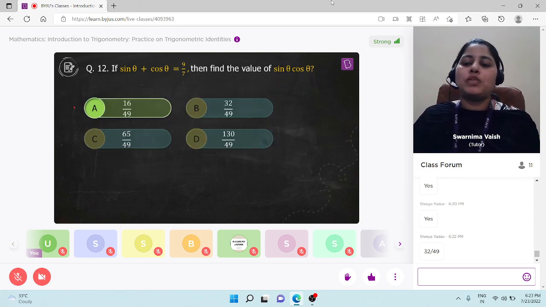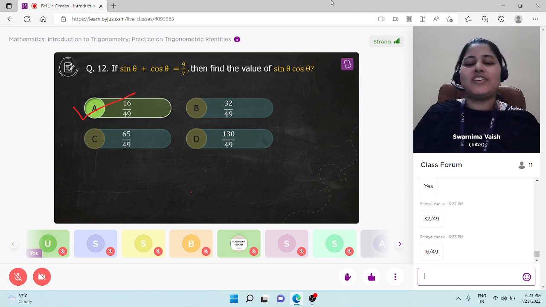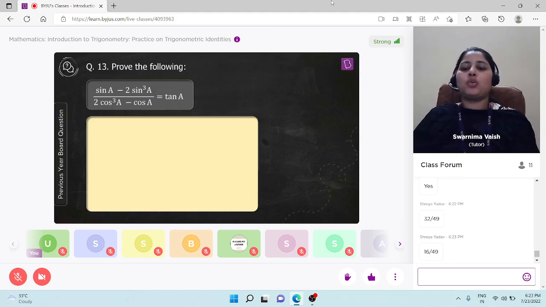That's why students, option A will be the correct answer here. Answer will be 16 by 49. Yes, Shreya, this one is correct here. Well done. Okay, students, the next question 13 is the previous year board question, students. So please take notes of it.